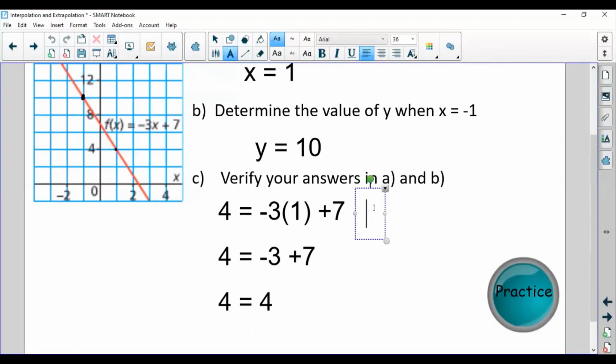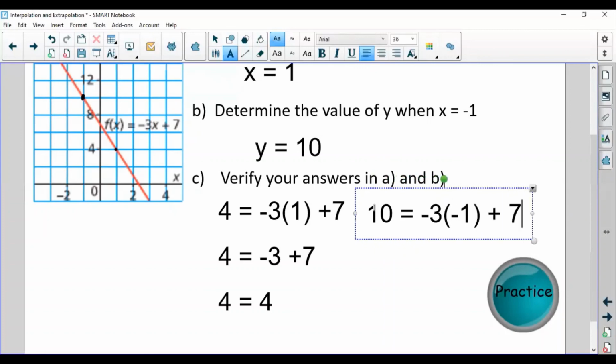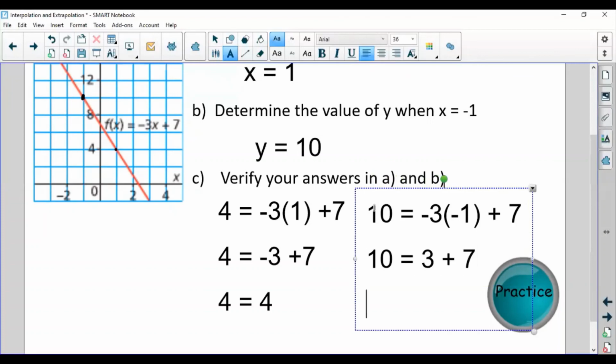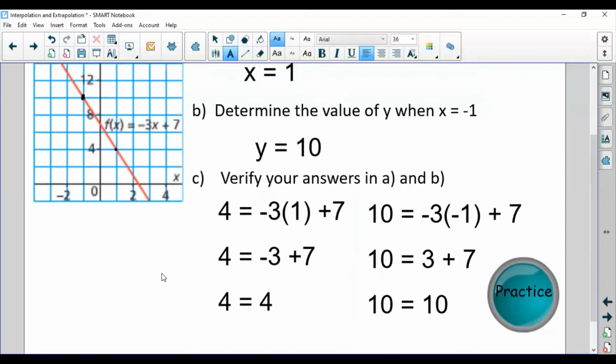To verify question B, instead of y, I'll plug in 10, and instead of x, I'll put in negative 1. Negative 3 times negative 1 is a positive 3. Positive 3 plus 7 is 10. 10 equals 10. So I verify that B was done correctly.